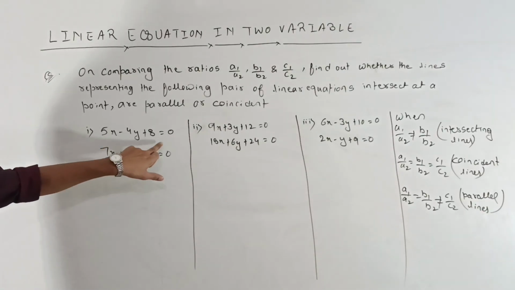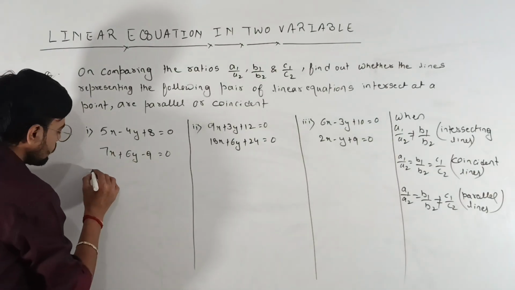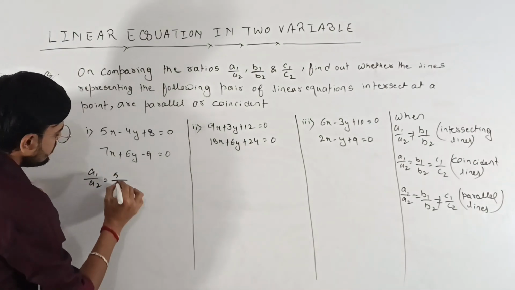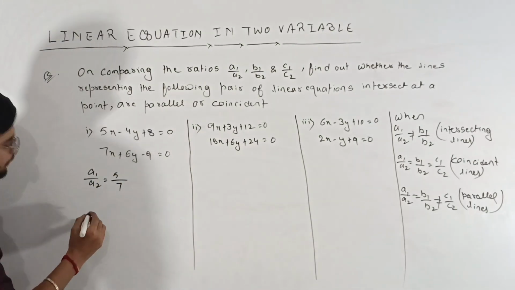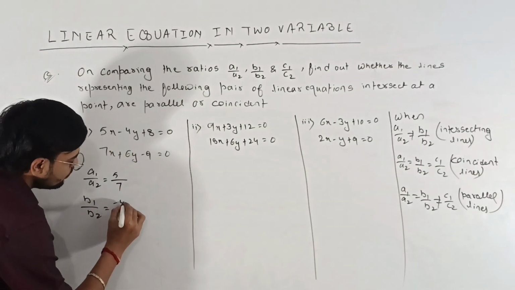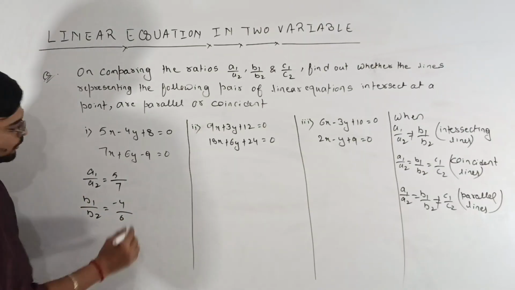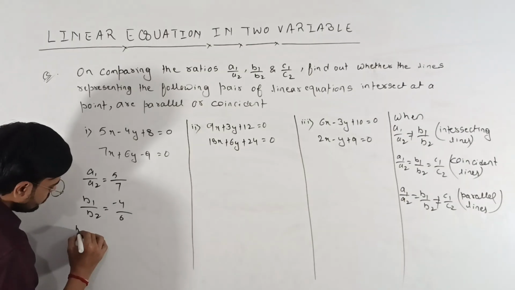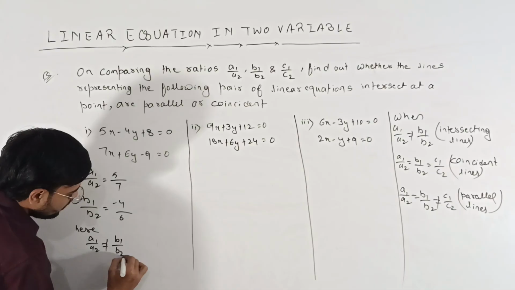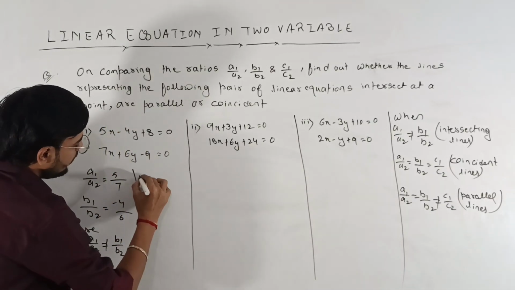Now first we see the first one. The equations are 5x minus 4y plus 8 equals 0 and 7x plus 6y minus 9 equals 0. Now look, a1 upon a2: a1 is 5, a2 is 7. Now b1 upon b2: b1 is minus 4, b2 is 6. Now look, here a1 upon a2 is not equal to b1 upon b2, which means the graph of these equations is intersecting lines.